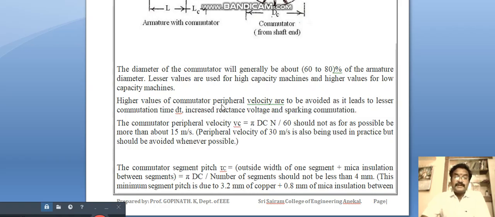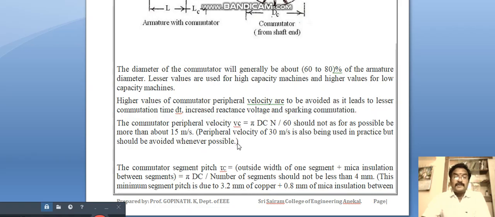Higher values of commutator peripheral velocity are to be avoided as they lead to lesser commutation time, increased dI/dt, increased reactance voltage and sparking commutation. The commutator peripheral velocity Vc equals pi Dc N by 60, and should as far as possible not be more than 15 meters per second. A peripheral velocity of 30 meters per second is also used in practice but should be avoided whenever possible.